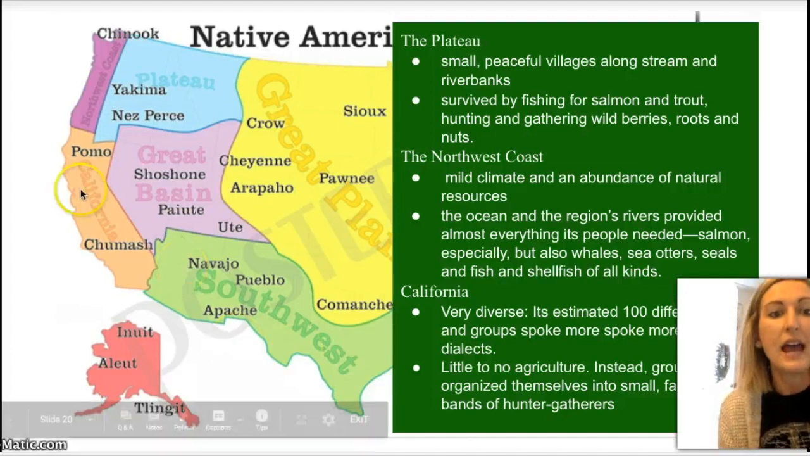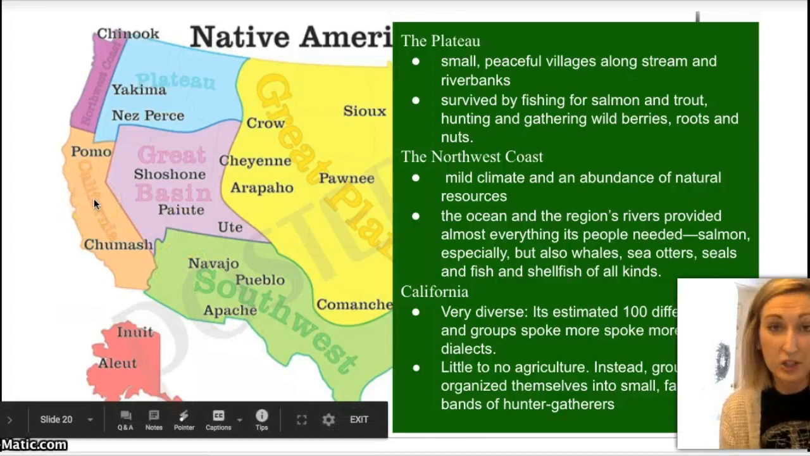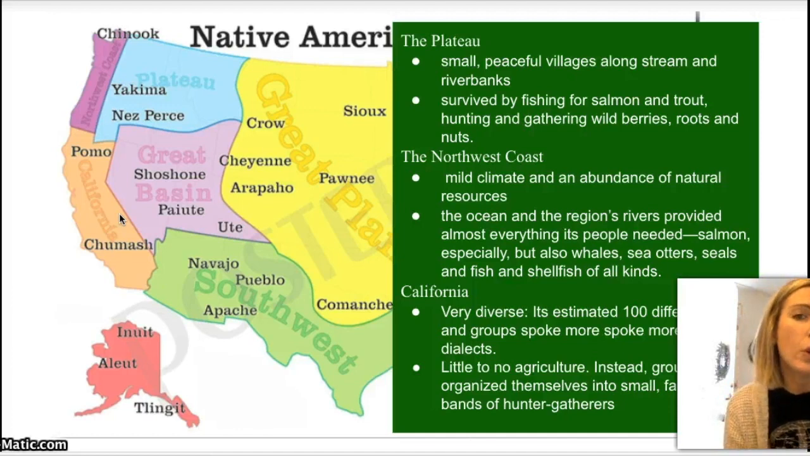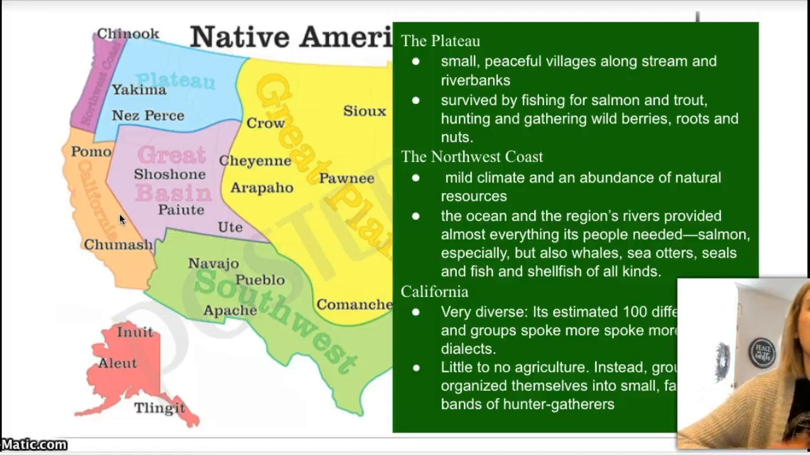Okay, now the California region. It looks like the state of California today. This is a very diverse region. It's estimated that 100 different tribes and groups lived in this area, speaking more than 200 dialects. So it must have been really hard to communicate. They had all these different dialects and different words for things. There's little to no agriculture in this area because it's quite rocky. Instead, groups of Native Americans organized themselves into small family-based bands of hunters and gatherers and moved a little bit more.